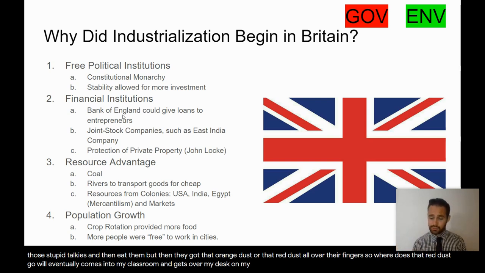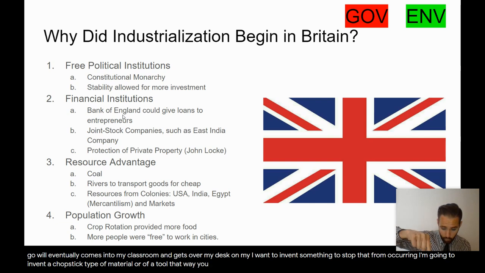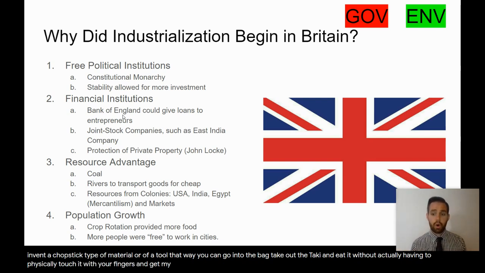So let's say I want to invent something to stop that from occurring. I'm going to invent a chopstick type of material or tool. That way you can go into the bag, take out the Taki and eat it without actually having to physically touch it with your fingers and get my room all messy.